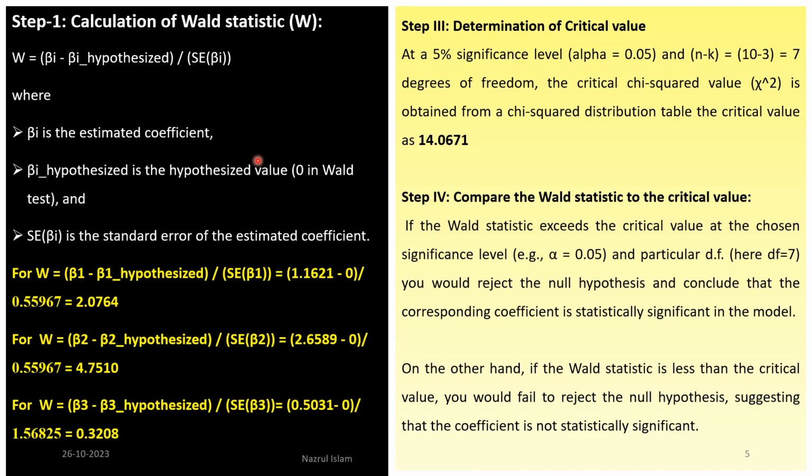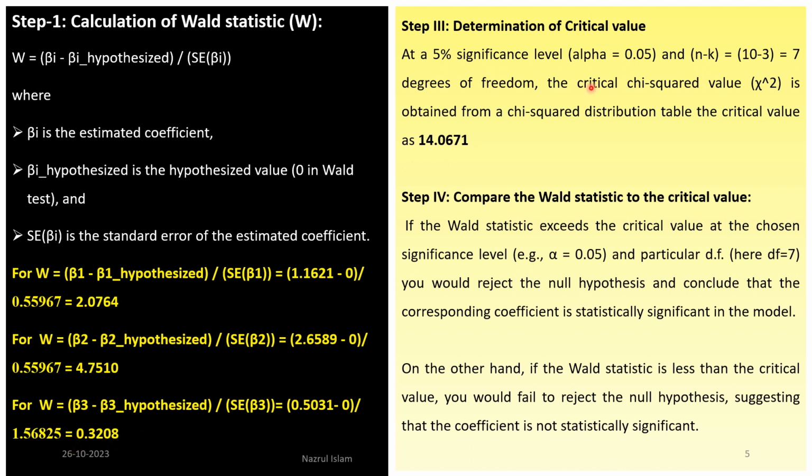As I mentioned in the previous slide, the equation of the Wald test, which is written here, is beta i minus beta i hypothesized, divided by the standard error of beta i. By using this formula, we determined the Wald test for beta 1, beta 2 and beta 3. Here for beta 1, as we calculated in the previous slides, 1.1621 minus 0 divided by 0.55967 equals 2.06764. Similarly, the Wald test for beta 2 is 4.7510 and the Wald test for beta 3 is 0.3208.